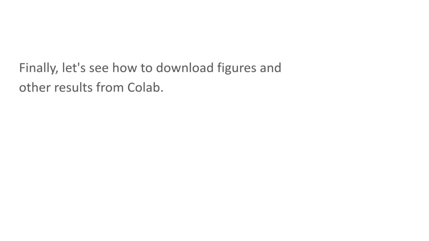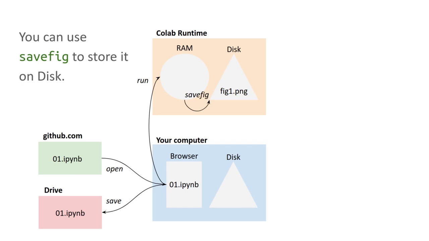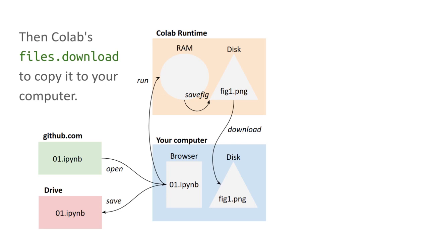Finally, one last thing you might want to do. You've run your notebook, you've done your analysis, you've generated some figures. You'd like to now download those figures and make them available. So you've got the figure that's in a notebook. If you use savefig, which is part of matplotlib, savefig will save that file on the Colab disk. And then Colab provides a library called files that has a function called download. And when you run that, it will allow you to download those files and store them on the disk on your computer.